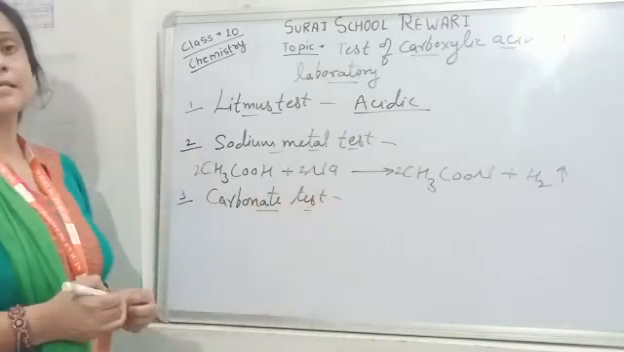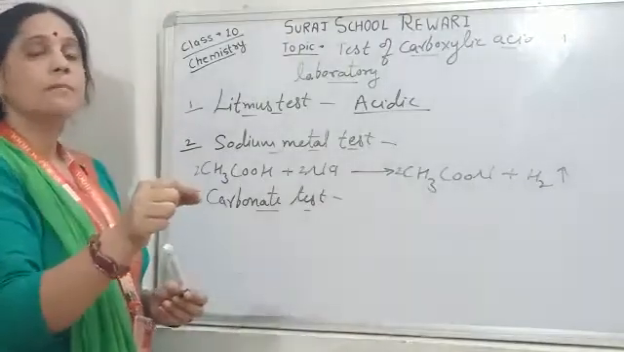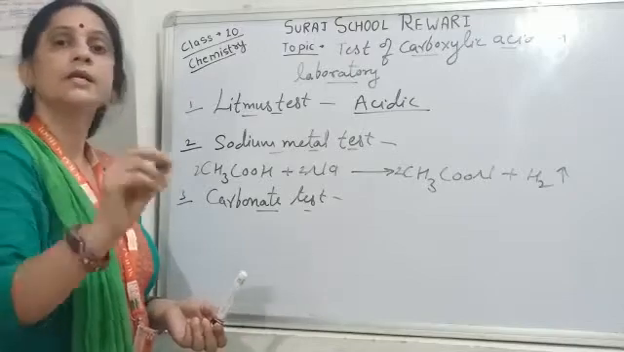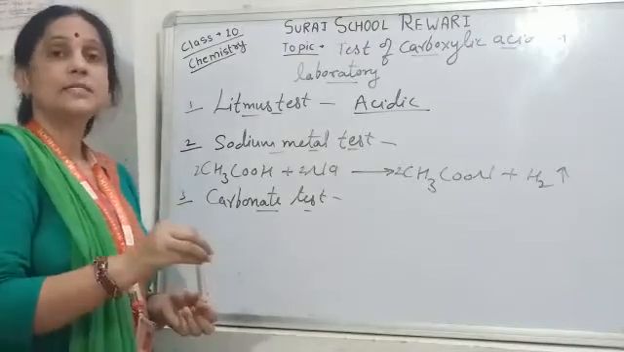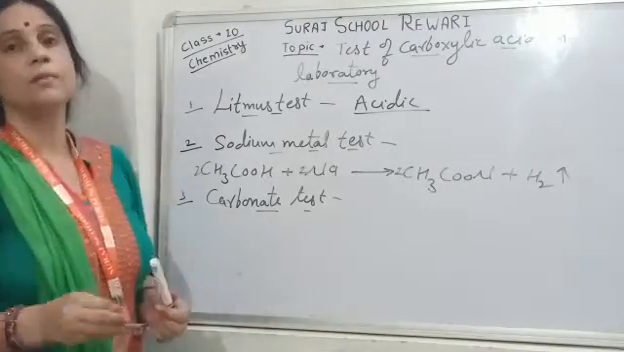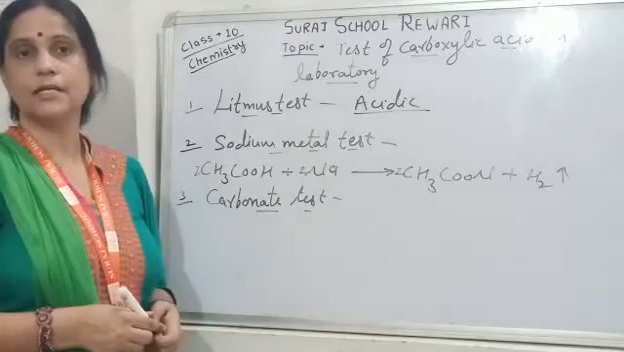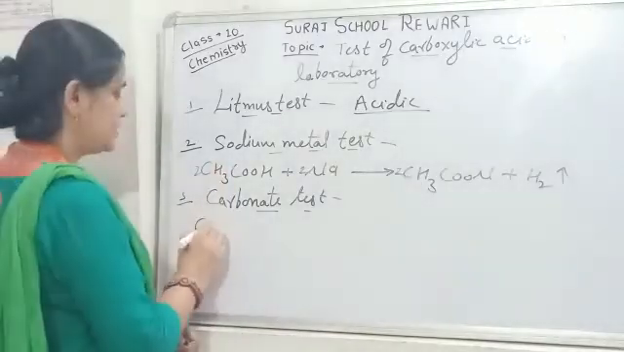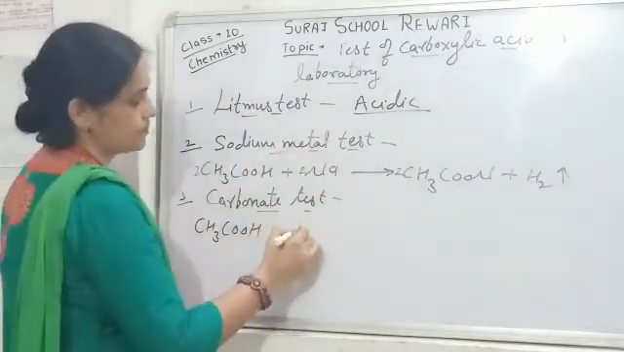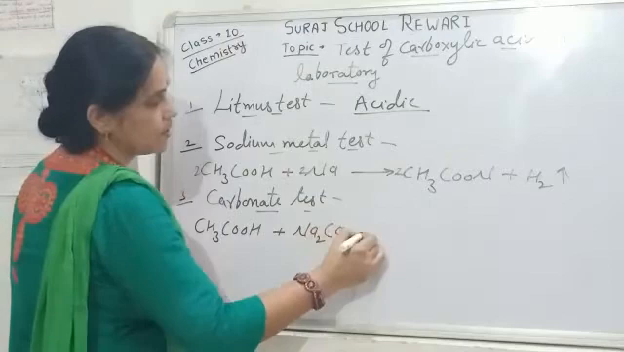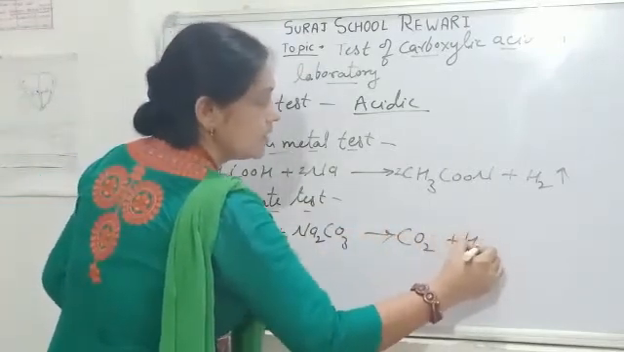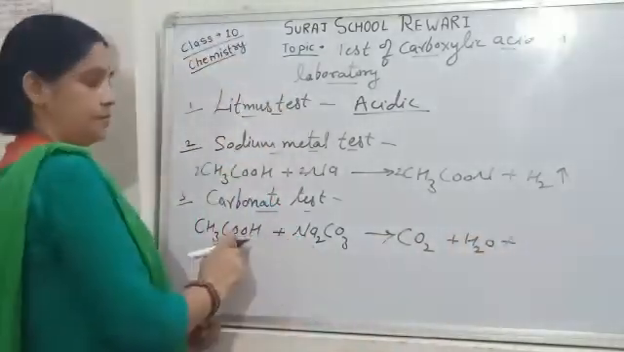Students, in the carbonate test, we put some metal carbonate, maybe sodium carbonate, maybe calcium carbonate, any metal carbonate in the given organic compound. In that case also, bubbles of gas are produced which turn lime water milky. Definitely that gas is carbon dioxide gas. This is the reaction taking place during the test: with sodium carbonate, we get carbon dioxide gas, water and sodium salt.